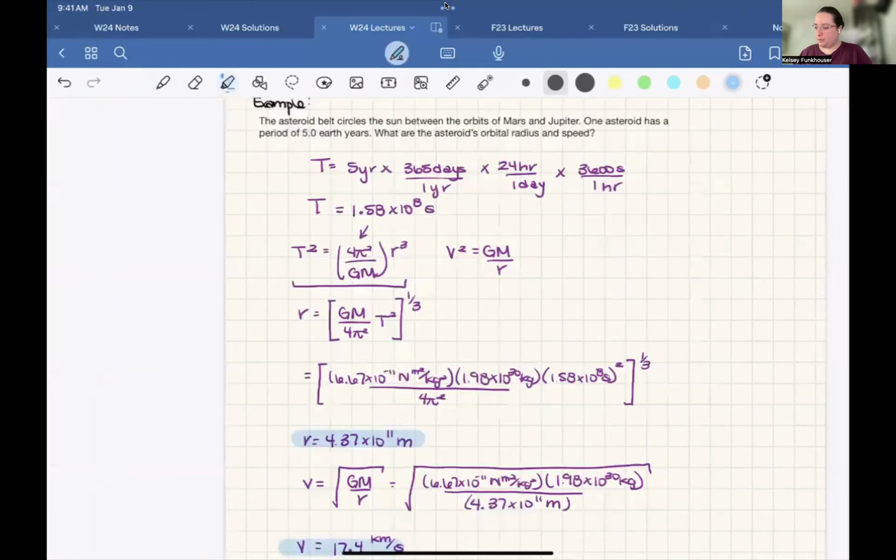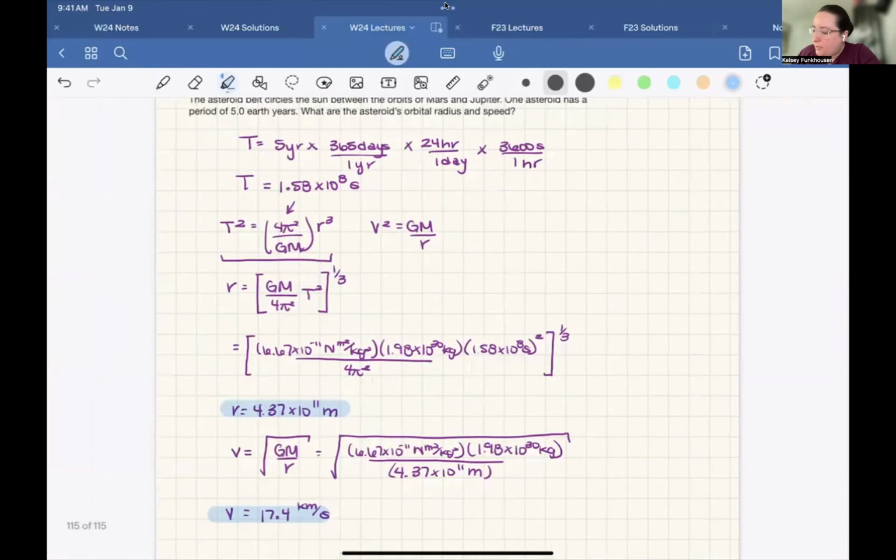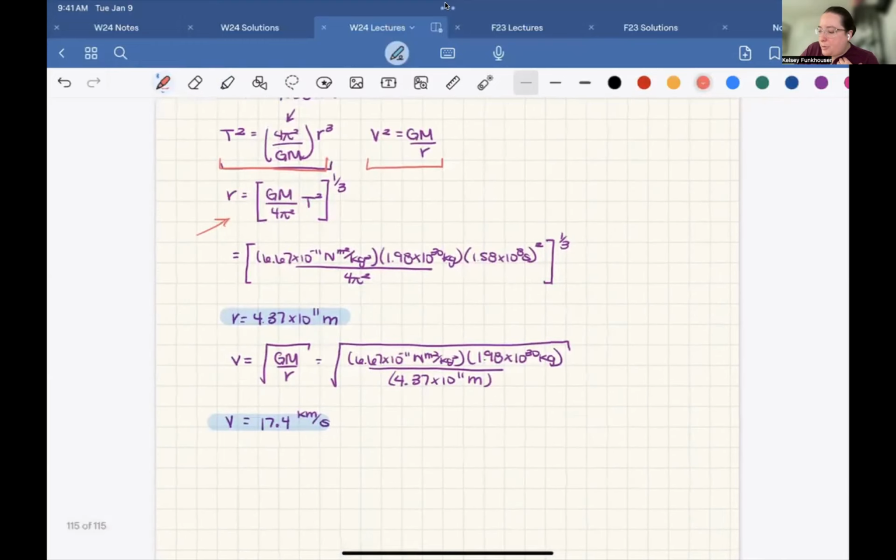So let's go back over this briefly. The period we were given was 5 years, and I wanted to get that in seconds. And then we have this relationship between period and radius, and this asks for both the radius and speed. And then we have this relationship for orbital speed also. So if we rearrange the equation above to get the radius, we found 4.37 times 10 to the 11 meters. And then if we just take the square root of both sides of this equation, we get this. And that will give us the velocity, and we get a velocity of 17.4 kilometers per second. Okay, that is everything for this lecture.